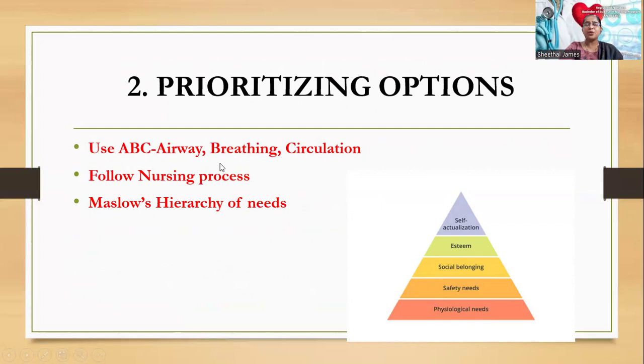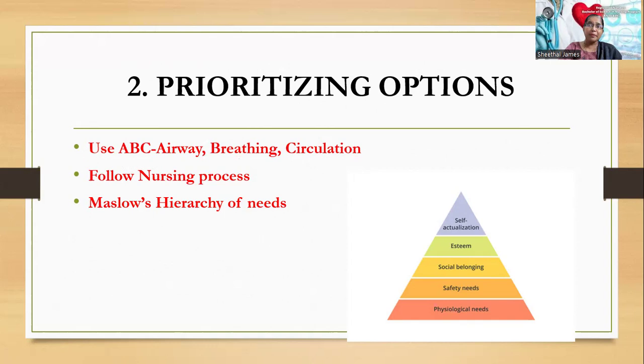Okay, so the first one, you can follow ABC, that is airway, breathing, circulation. When you read the options, if there is any option which is related to airway or maintaining a patent airway, then that will be the correct answer. Okay, and if there are no options related to airway, then you can choose an option related to breathing. Then if that also is not there, then go with circulation.